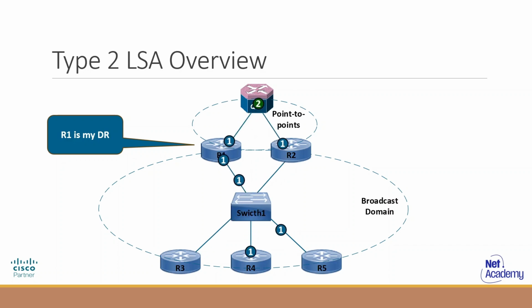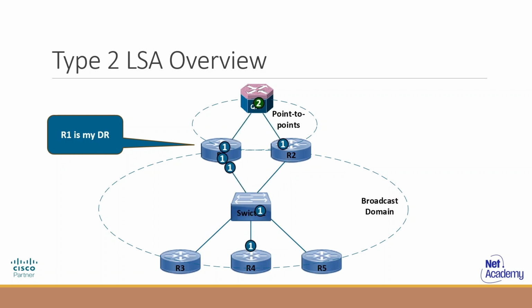It takes those and sends up a single type 2 to its upstream neighbor, right? You'll note that R2 is not doing that. That's because it's the backup designated router. If it takes over in the election, then it will also send up a single type 2 to its neighbor. So this is kind of in keeping with that broadcast domain configuration.